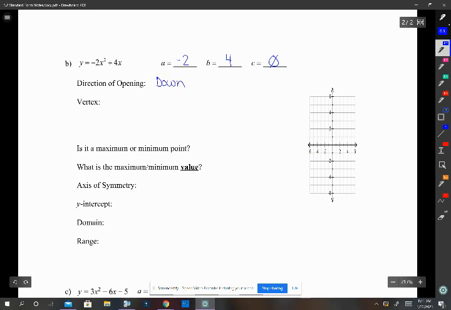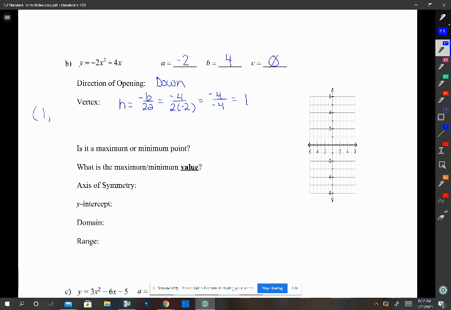And now we're going to find our vertex. Remember, the way we find our vertex is we're going to find the h value, which is -b over 2a. So in this case, -b is -4, over 2 times -2. So this is -4, and then 2 times -2 is -4. -4 divided by -4 is +1. And so now we have our h value, or the x value of our vertex.